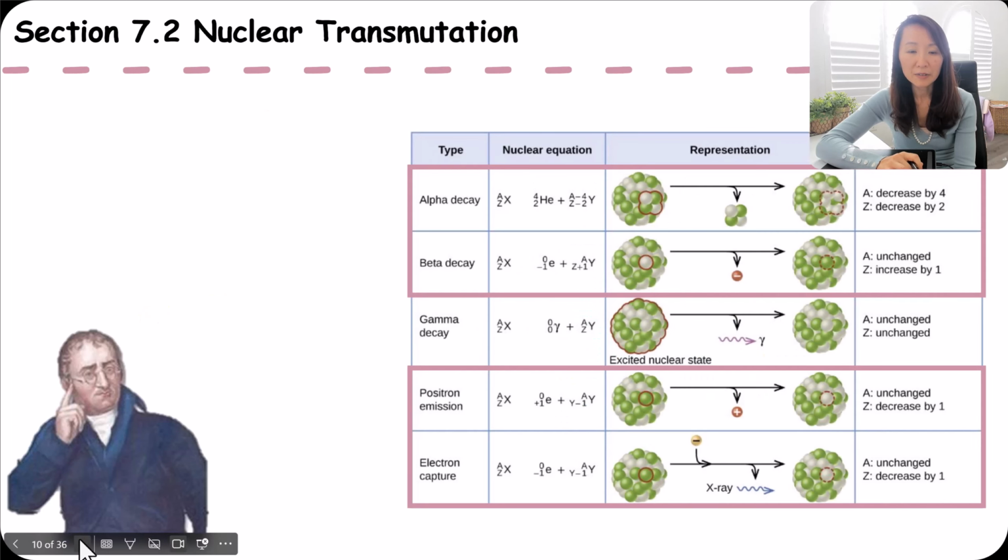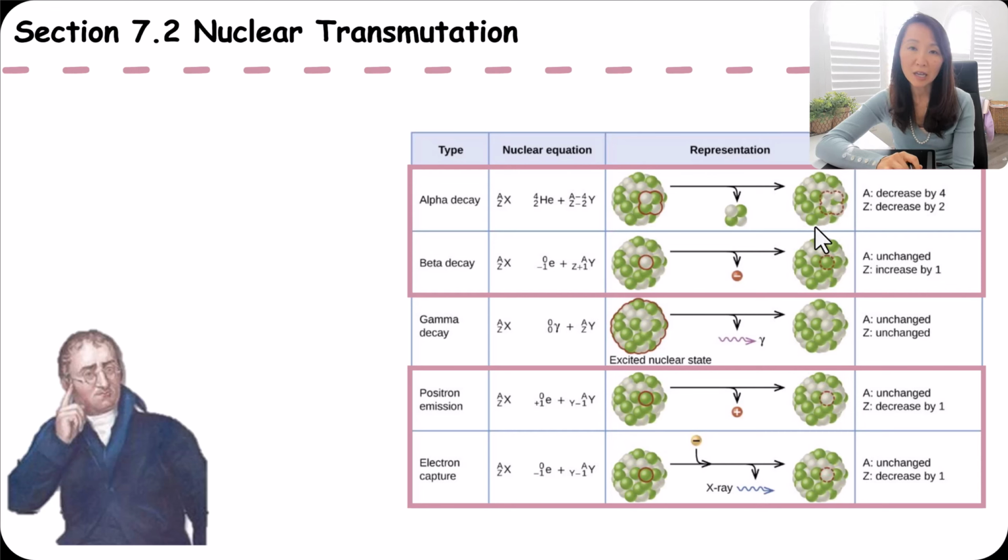Here are all the different types of nuclear transmutation: alpha decay, beta decay, gamma, positron, and electron capture. All of these, we will go into in detail in a different video. But what I want you to know is that especially the highlighted or boxed ones are the ones that go through some kind of change within the nucleus.